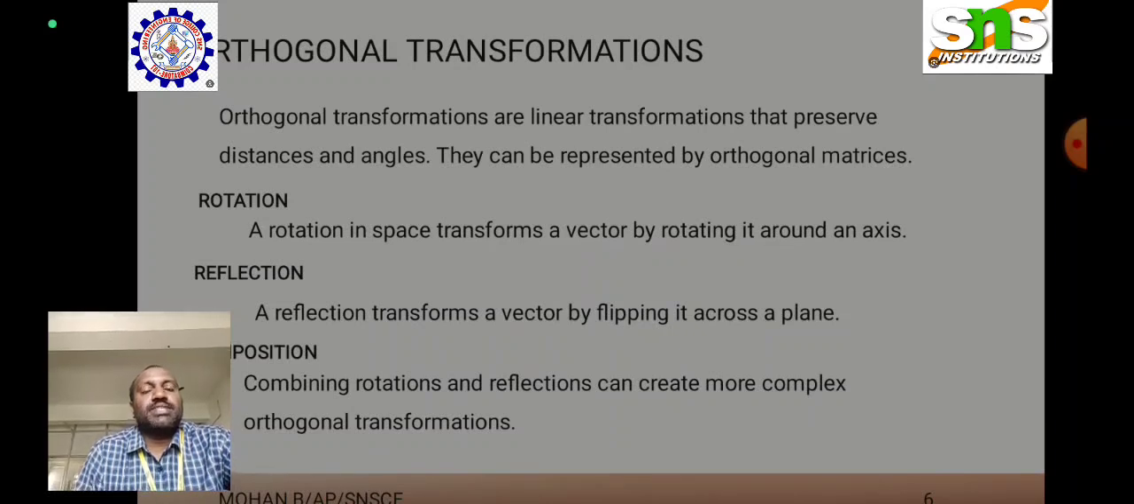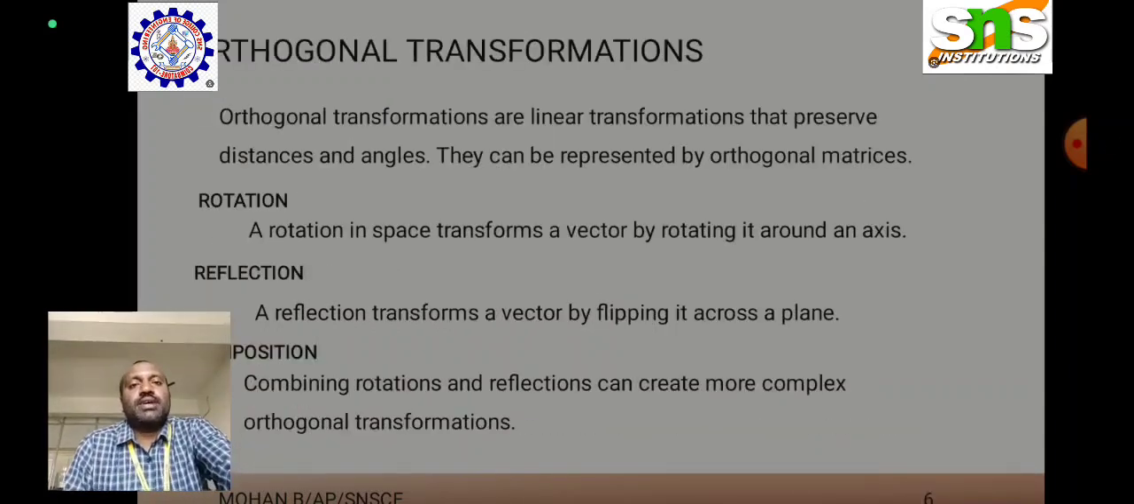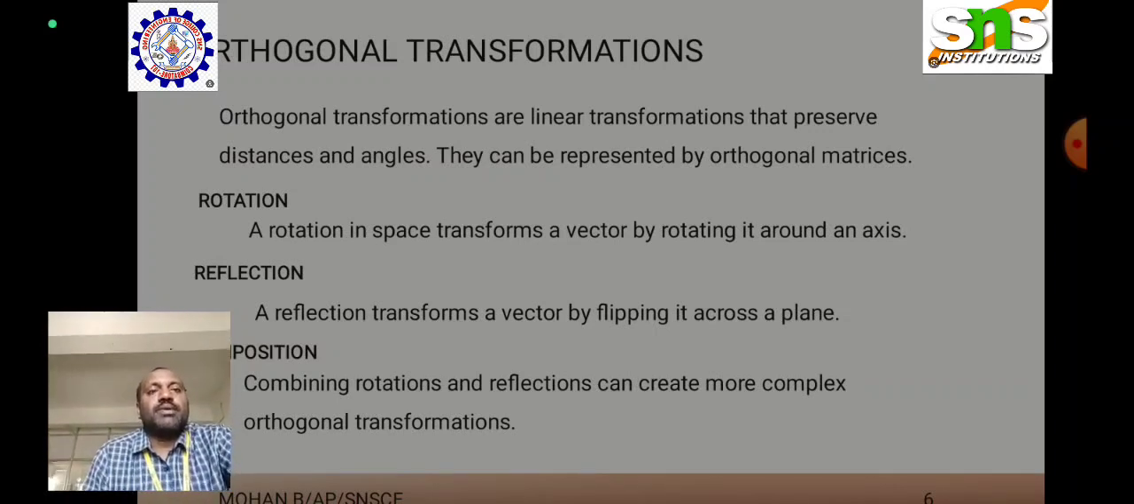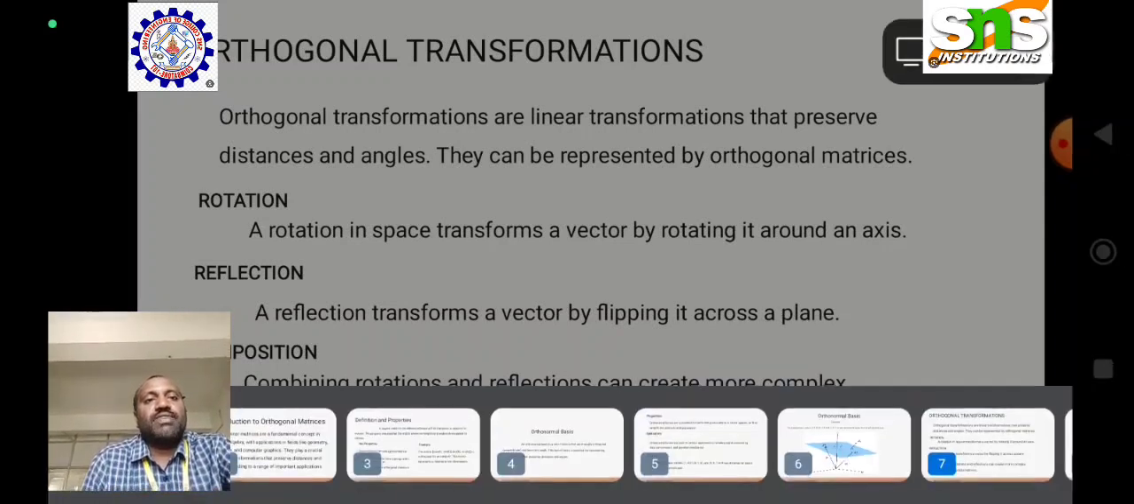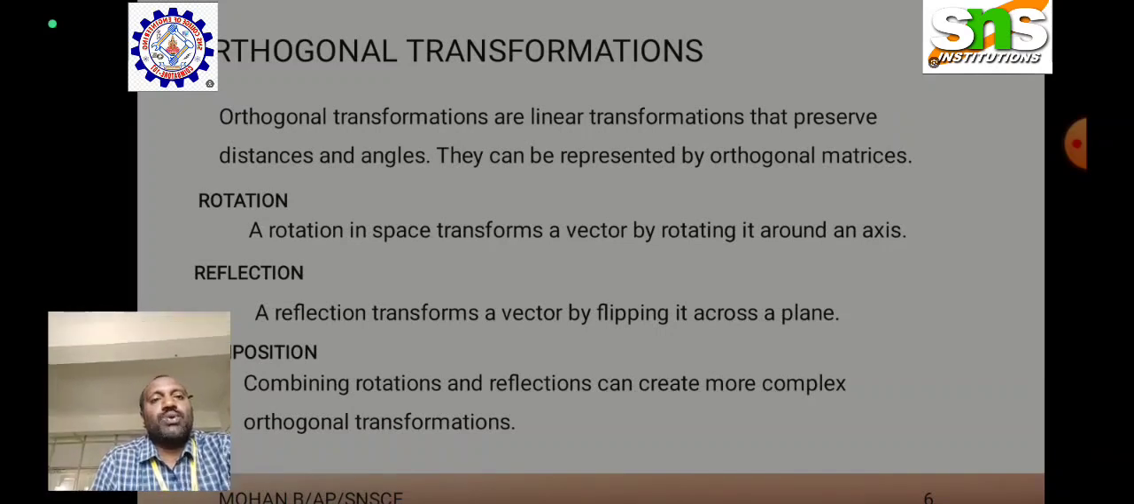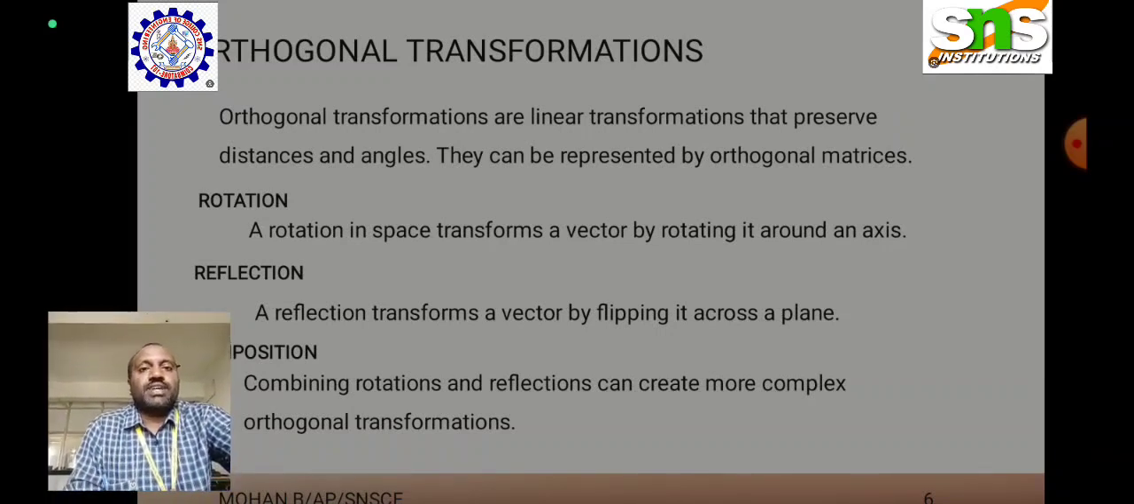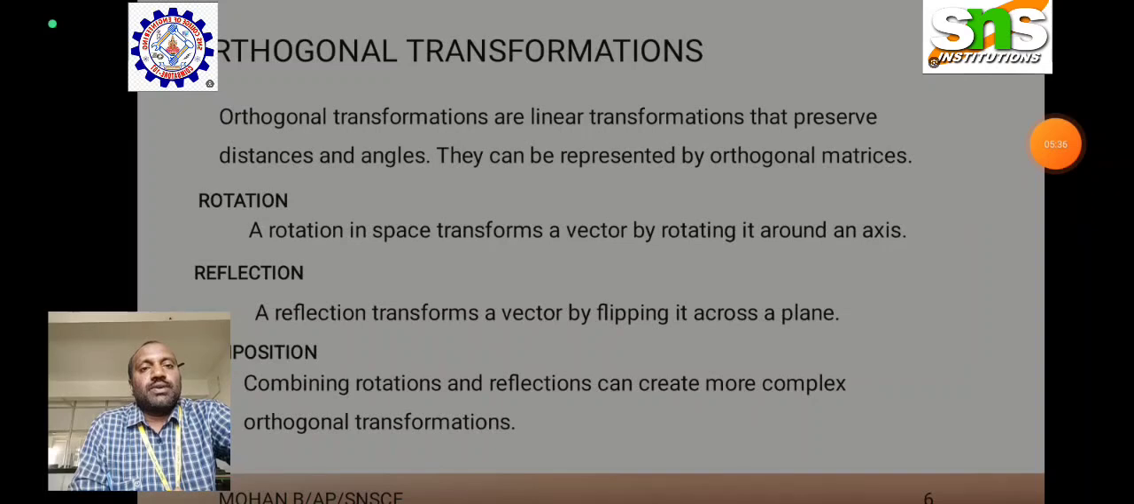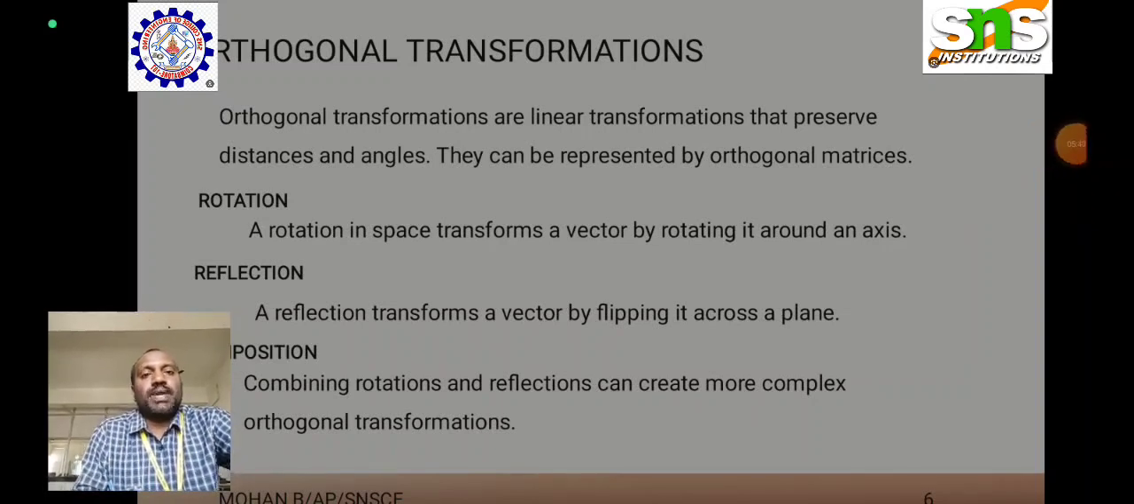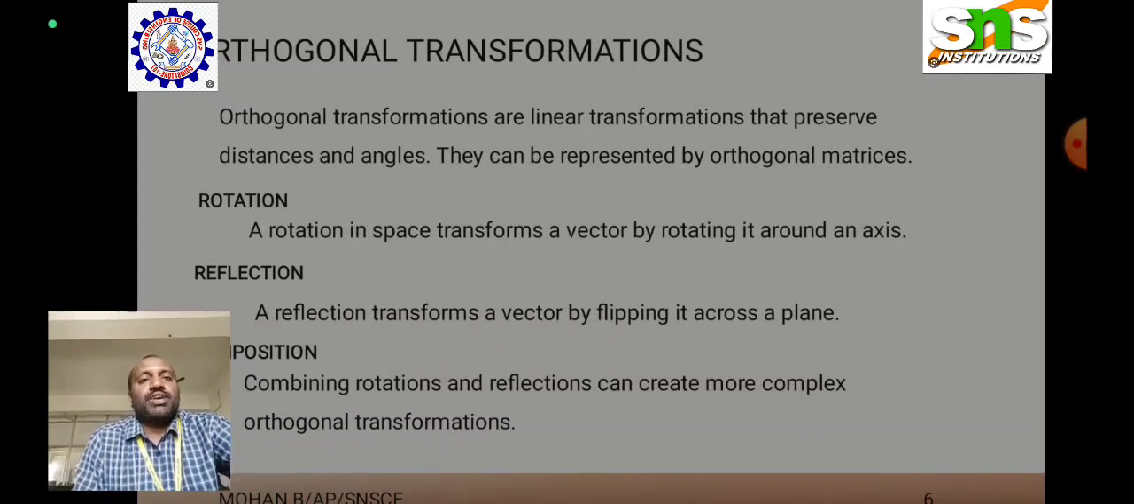Then orthogonal transformations. Orthogonal transformations are linear transformations that preserve distance and angles, and they can be represented by orthogonal matrices. First is rotation: a rotation in space transforms the vector field by rotating it around an axis. Then reflection: a reflection transforms a vector by flipping it across a plane. Combining rotations and reflections can create more complex orthogonal transformations.